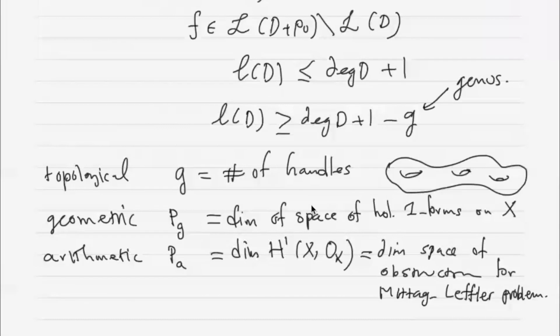Many of these definitions have the ability to generalize to higher dimensions. For example, if you have a compact complex manifold of dimension n instead of 1, which is a Riemann surface, then you can define the dimension of the space of holomorphic n-forms of X and call it geometric genus. Or here, you can take the nth cohomology of X with coefficients in O_X and call that arithmetic genus.